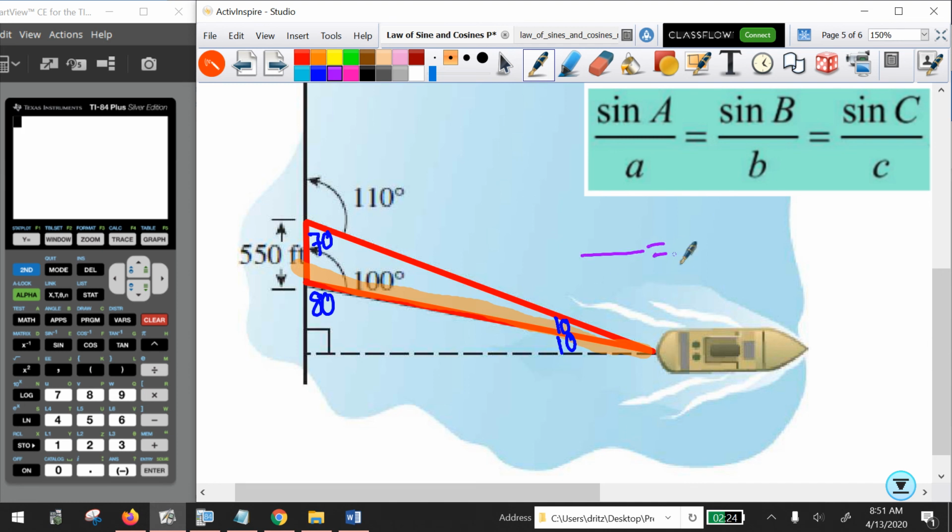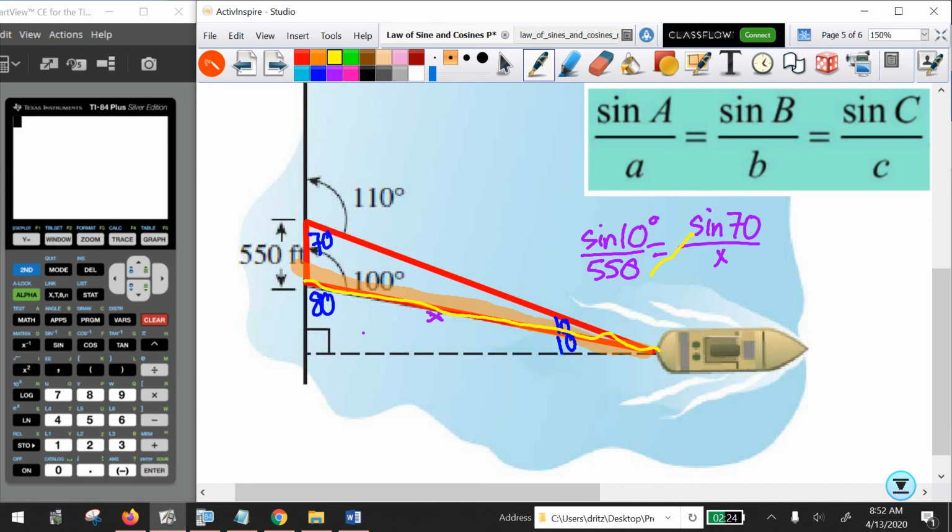The sine of 10 degrees is proportional to side 550. This ratio should be equal to this ratio, the sine of 70 degrees over this missing side here, which we'll call side x. So this is going to determine the length of this yellow side. And I'm going to go ahead and use my calculator to solve this proportion.